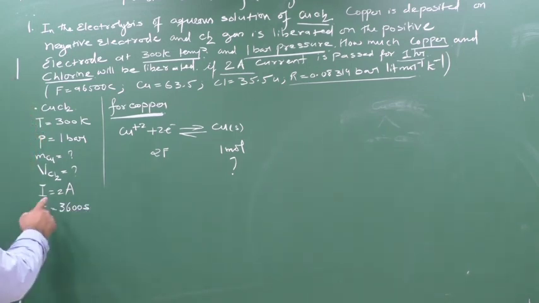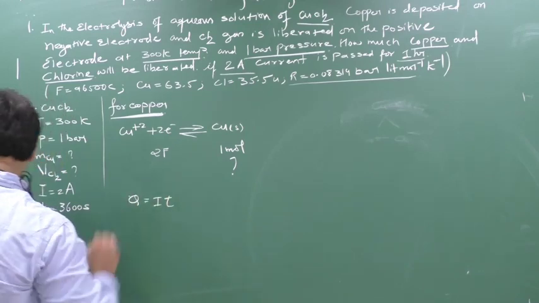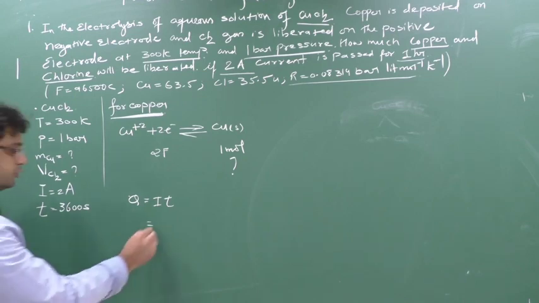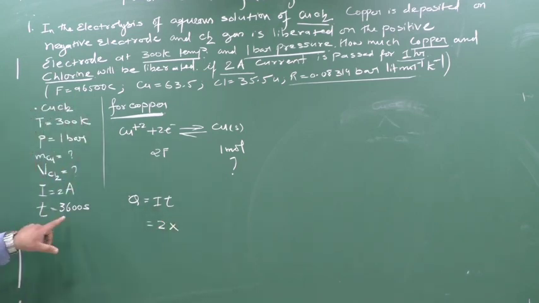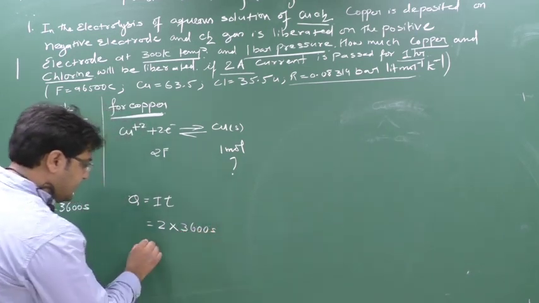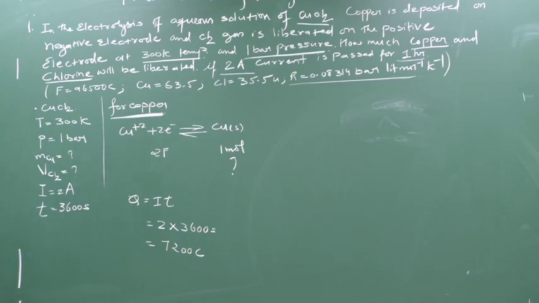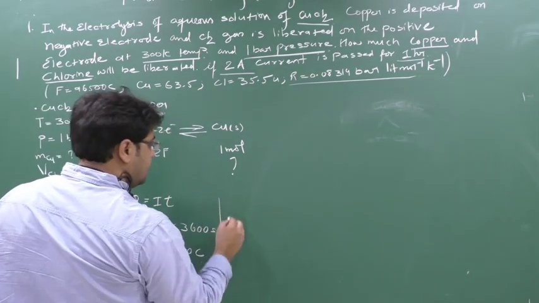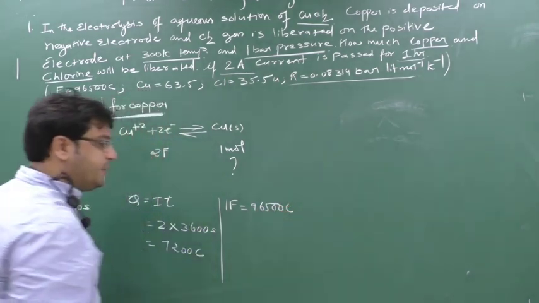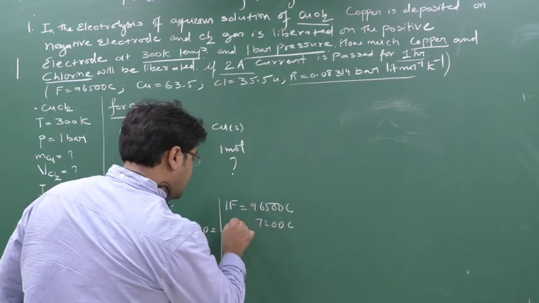So you see here how much current they have given. I know Q equals I T. Yes or no? Q equals I T. Current how much they have given? 2. And I told you always take time in seconds, that is 3600 seconds. That is 7200 Coulomb. Now I know 1 Faraday equals 96500 Coulomb. I hope you remember. Last class we have done this. 7200 Coulomb, how much Faraday?